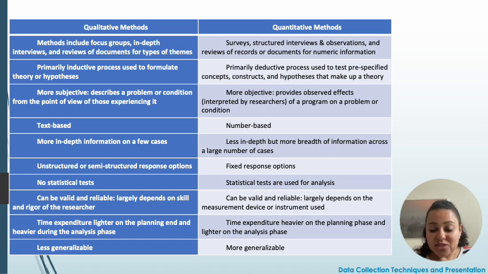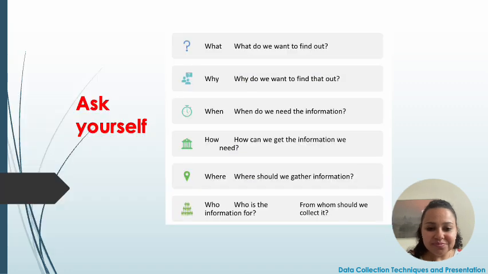Because of the fixed response options, statistical tests are used for analysis in order to figure out the relationship between the sample, or the people who attend the course, and the whole population. It can be valid or reliable, largely depending on the measurement device or instrument used. Time expenditure is heavier on the planning phase and lighter on the analysis phase, because we have a lot of software that can help us with this, and it can be generalized actually at the end.